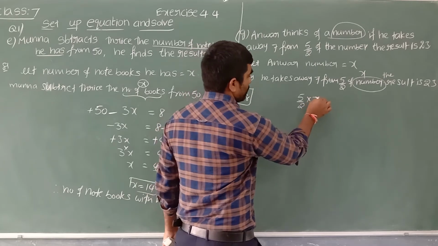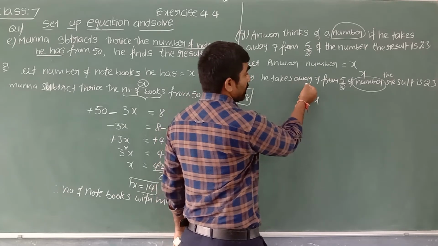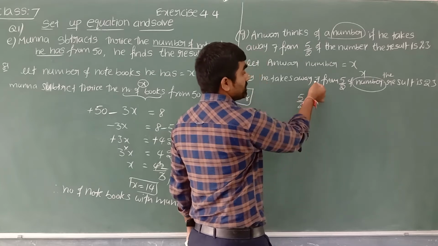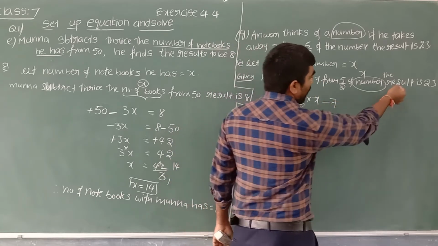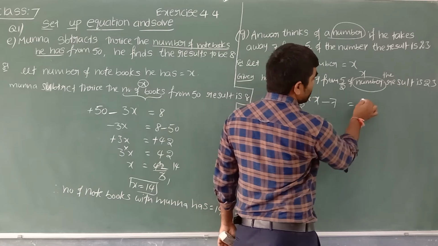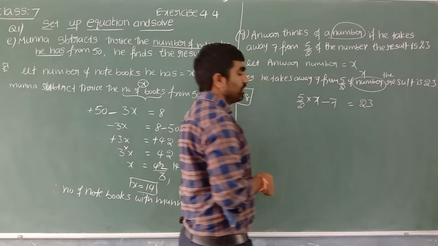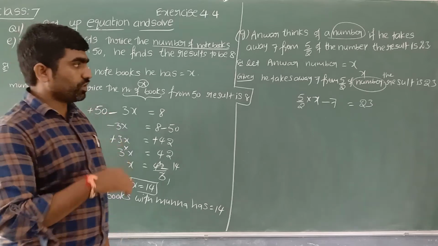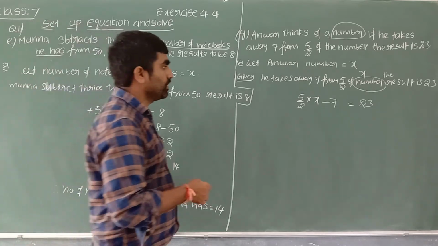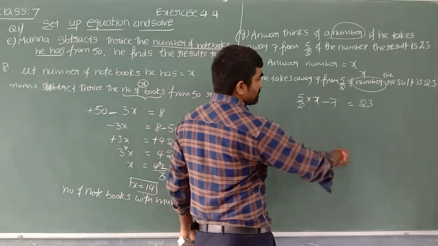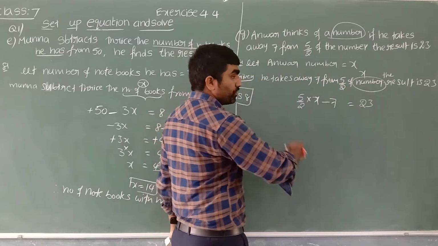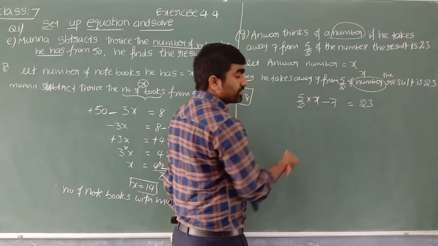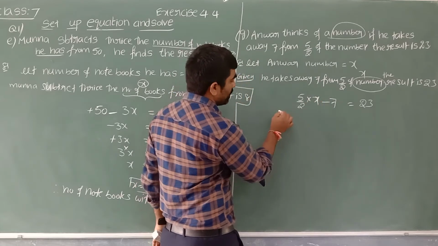Now from this, what can we do? He takes away 7 from this, which means from this he subtracted 7. He subtracted 7 and found that the result answer is how much? 23. We got the equation. Solve this by the transposing method. First we transpose minus 7 to the RHS, then by 2 to the RHS, then into 5 to the RHS, so that we can make x alone.